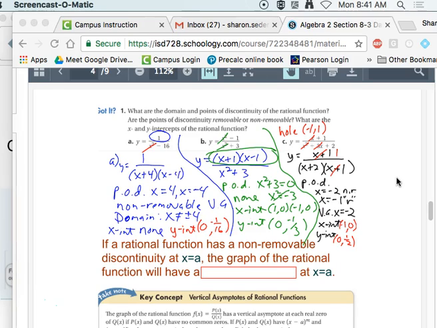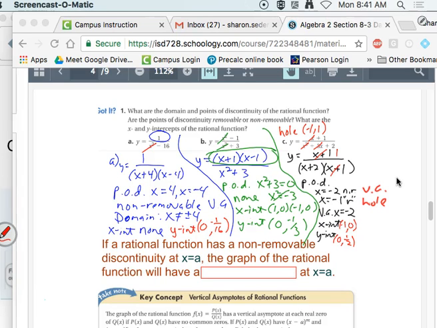And they talked about removable and non-removable, but really what we care about is this is going to be a vertical asymptote, and this is going to be a hole. So vertical asymptote x equals -2 and a hole. And then we went ahead and said, all right, the x-intercept is going to be -1, 0. Because if we put a -1 up here, we would get a 0 for the y.